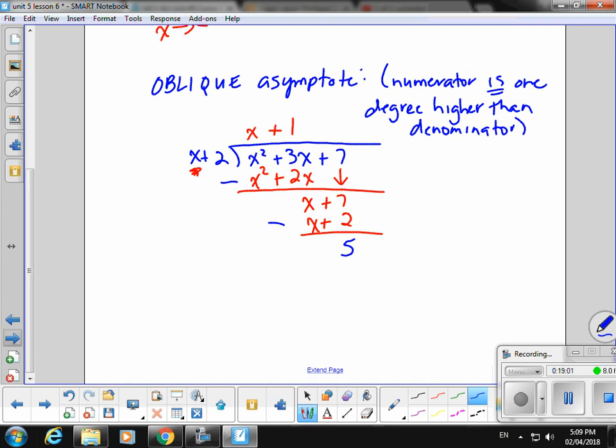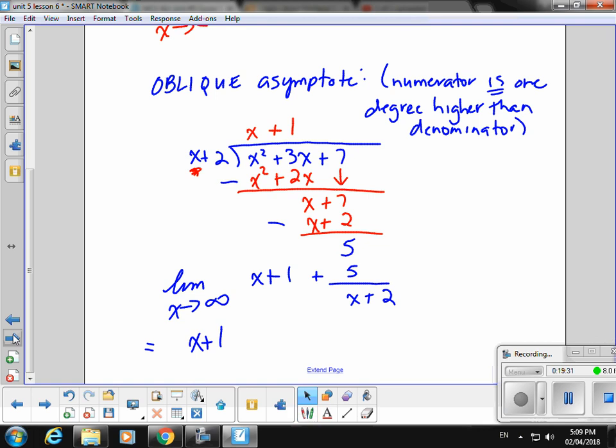So I can rewrite my function as x plus 1 plus positive 5, right? Plus 5 over x plus 2. So that is the same as f of x. And now I can clearly see that my oblique asymptote would be x plus 1, because this fraction approaches 0. Again, you don't have to write that every time, but approaches 0 as x gets very, very large. So this is my oblique asymptote at x plus 1.